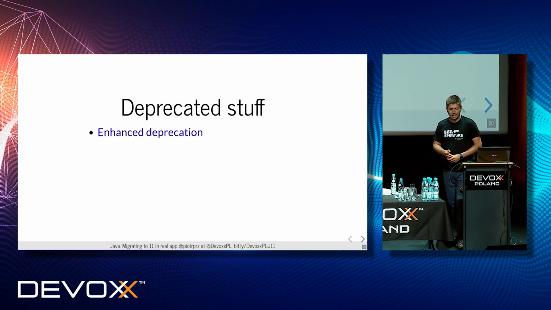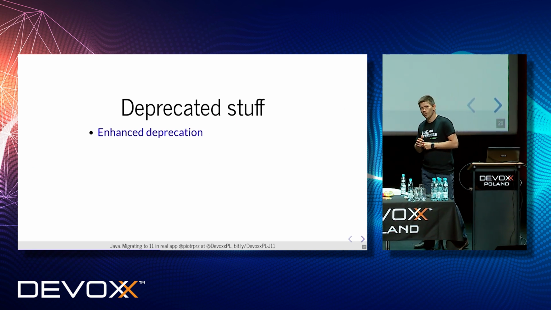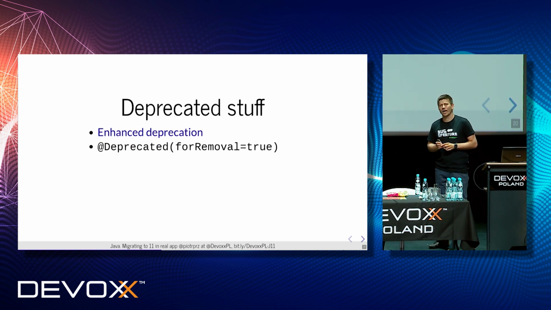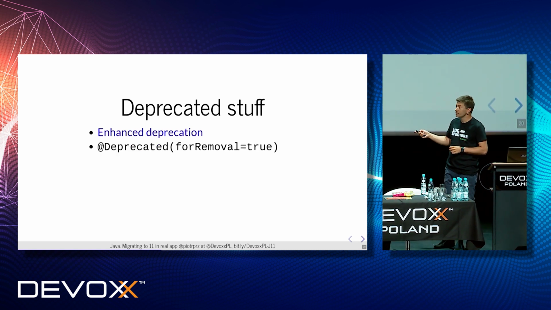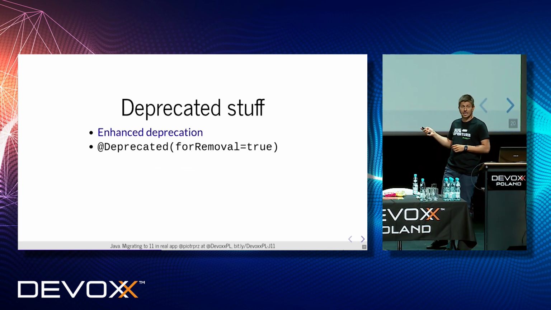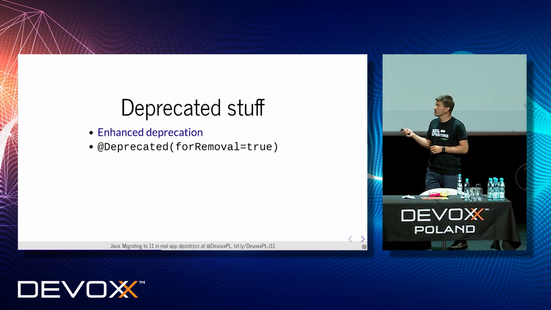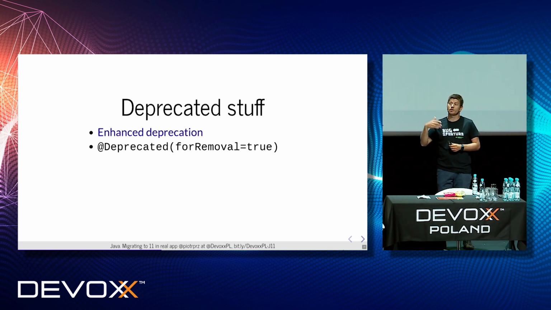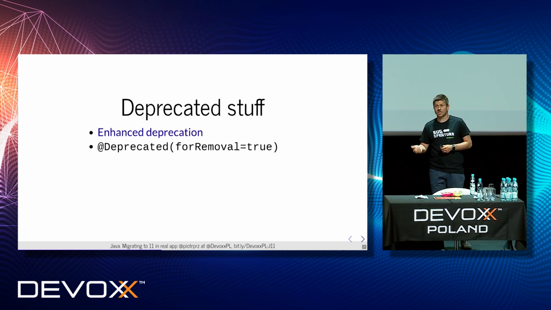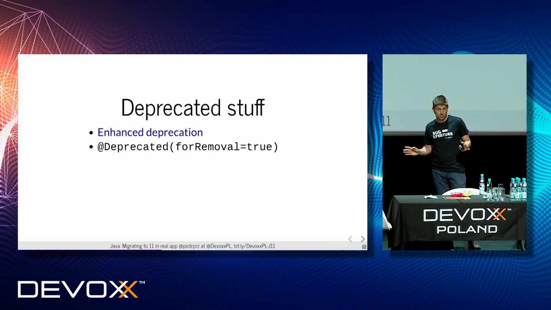A thing called enhanced deprecation has been introduced. And what does it mean in practice? There's a new annotation with the capital or big D, and it has an optional parameter forRemoval, and it can be set to true. Which means, if you have a piece of code annotated just like this, it will get removed in the next major release of Java. It will be gone. There will be no more of this code. It will be deleted, okay?